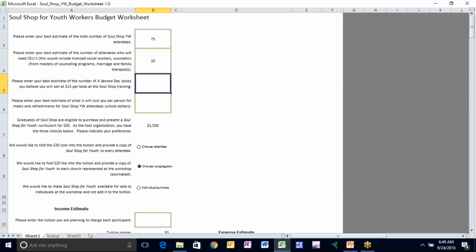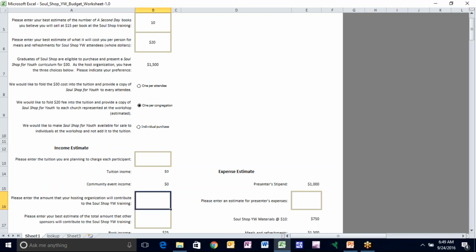You can sell books. We have a second day book. You can buy it for $12.50 and sell it for $15. Let's say that you can buy 10 of those. So you're going to make a little bit of money on that. And for what it's going to cost you for meals and refreshments for the day, let's put in a number like $20 a person because you're going to have to serve them lunch.